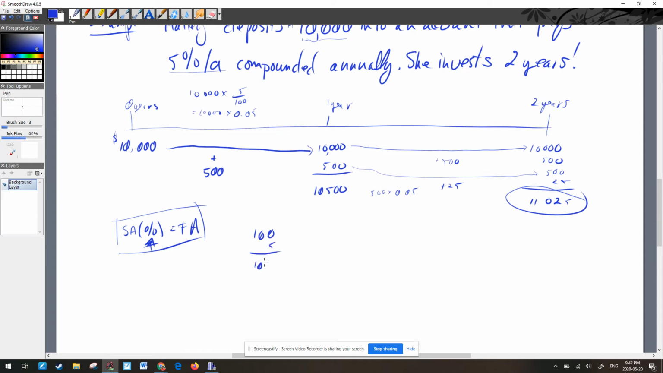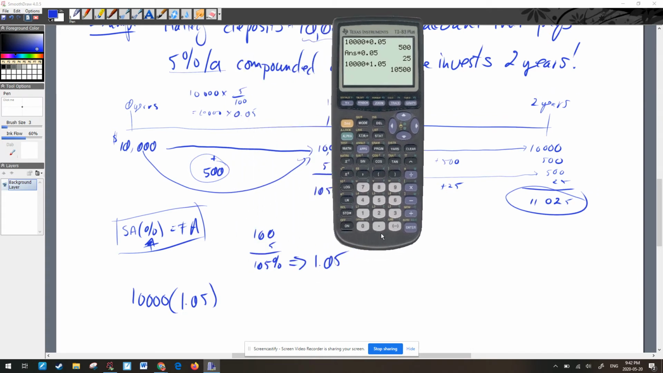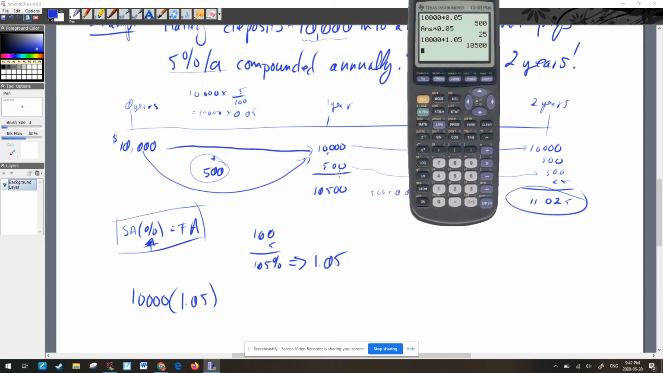So in total, we would have 105%, which as a decimal is 1.05. So if I wanted to do a quick calculation to go from here to here, I added 5%. I could have done 10,000 times 1.05. Right? So if I grab this calculator and do 10,000 times 1.05, what that does is it adds the 5% interest in right away. So that takes me to this number, 10,500.